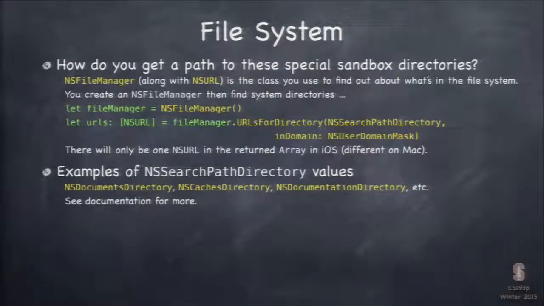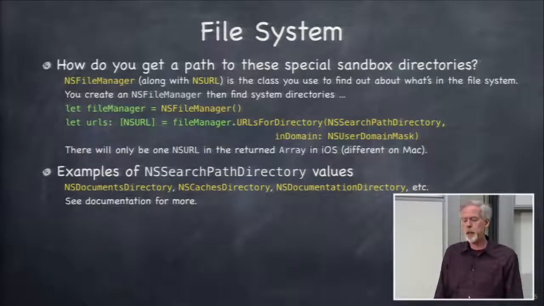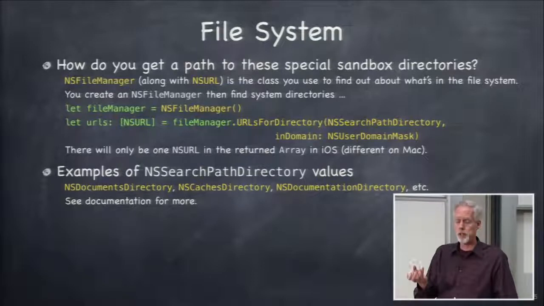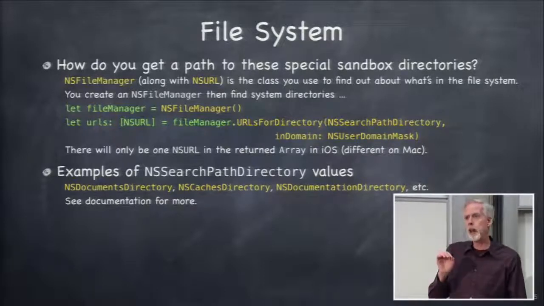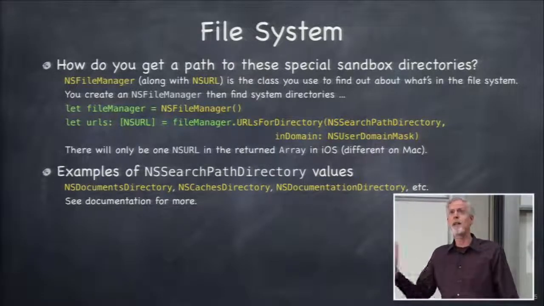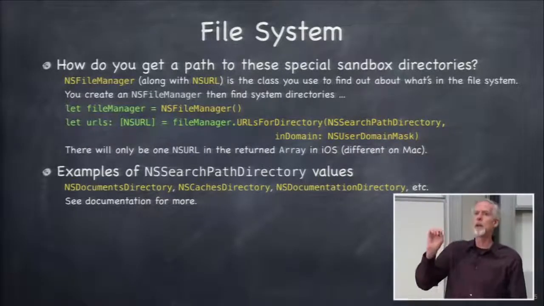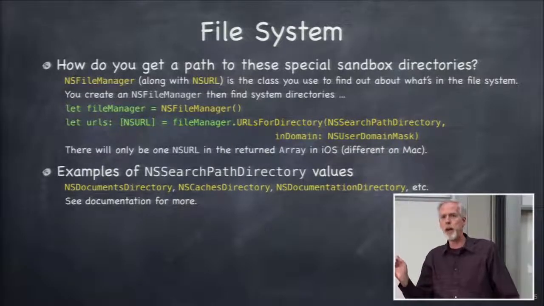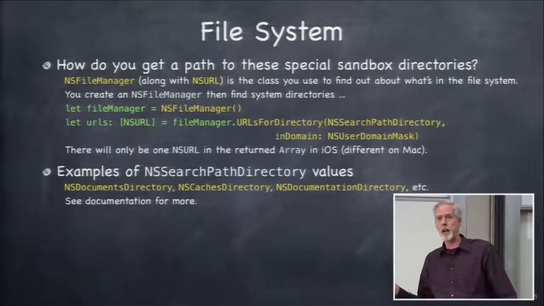So how do you get the URL to these special directories in your sandbox? You do it with this file manager class, NSFileManager. There's a class function called defaultManager that will give you the default NSFileManager. The thing to be careful about is that NSFileManager is thread safe, and a lot of times you might want to read and write a very large file in a different thread. It's thread safe only for an NSFileManager instance that is created in that thread. You should never create an NSFileManager instance in one thread and then use it in another one. That's not thread safe.